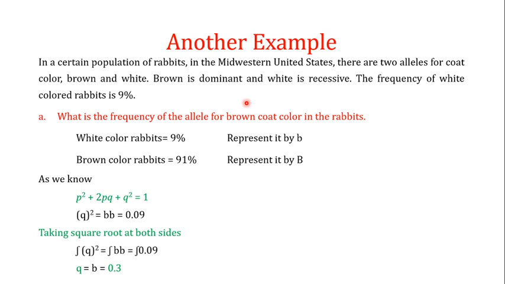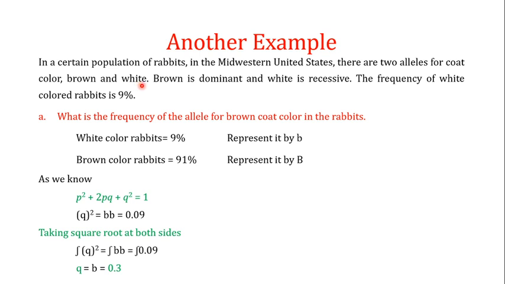Let me give you another example, and this example is very important if you are taking the NEET test for your medical college. Suppose there is a certain population of rabbits in the Midwestern United States, and there are two alleles for the coat color of the rabbit. One allele codes for brown, and one allele codes for the white coat color. So you have a single gene for the coat color, but that single gene has two alleles: one brown allele and one white allele.